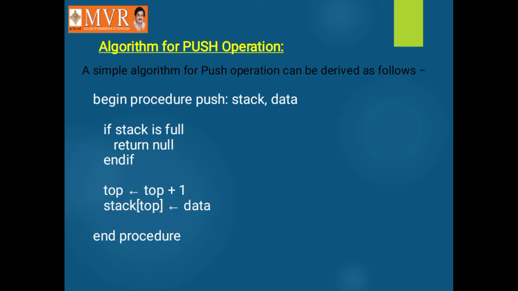If it is not full, what should I do? Increment the top, that is top is equal to top plus 1, and place the data item on that location. As I have explained earlier, if the stack is full, then return an error message. If the stack is not full, first increment the top value and point it to the empty space. Then place the new data item on that location pointed to by top. This algorithm shows the same procedure.